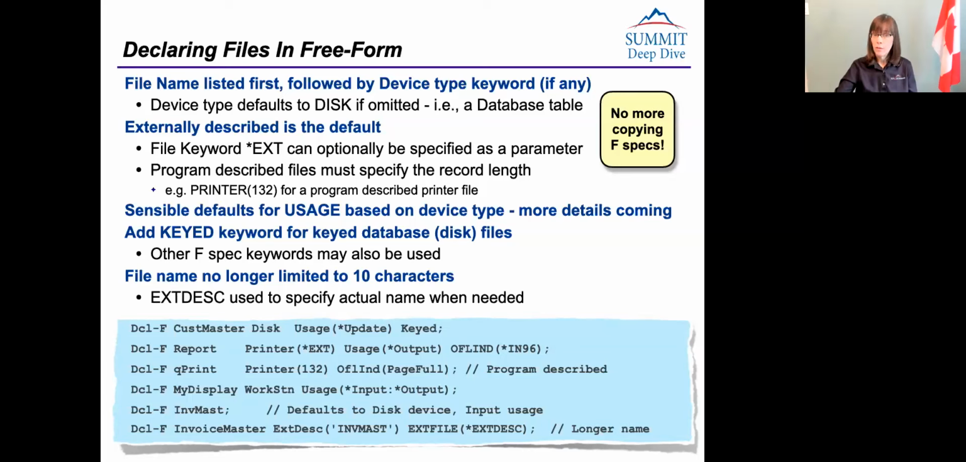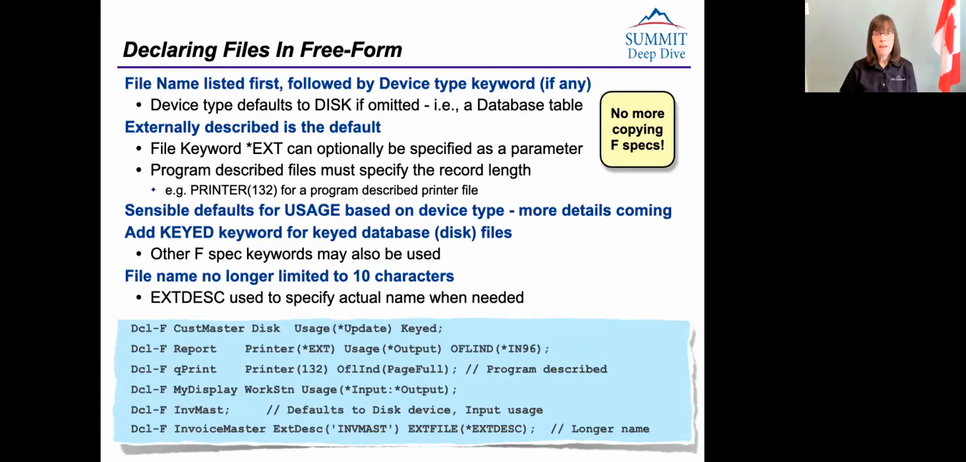So as I said, if you have a database file that's just being used for input, you could just say the name of the file, and that's it, right? You could stop at that if you wanted to. If it's keyed, you want to specify keyed. If you're going to update it, you'd want to specify that, but it defaults to disk and input. So you don't necessarily have to specify those things. It's also, of course, externally described as the default. You don't have to specify that it's externally described because, heaven forbid, who would want to do anything else? Except for some rare cases, perhaps with printer files particularly.